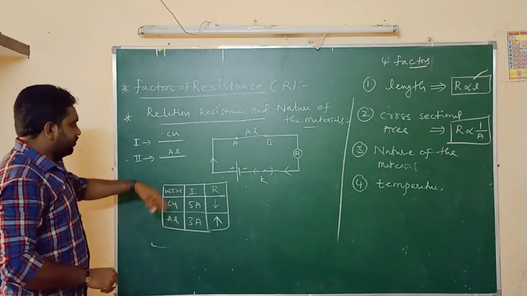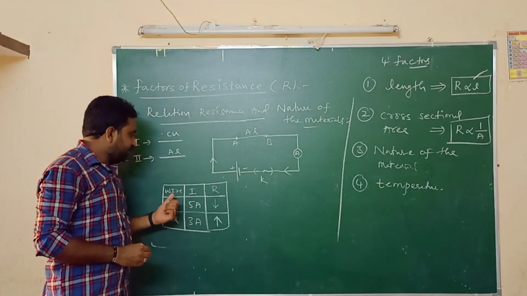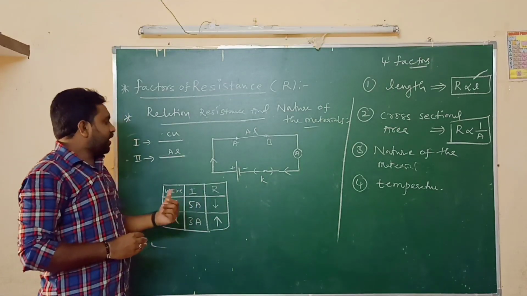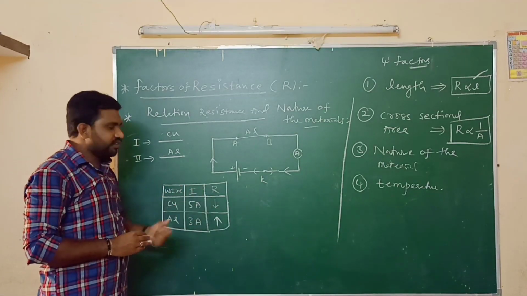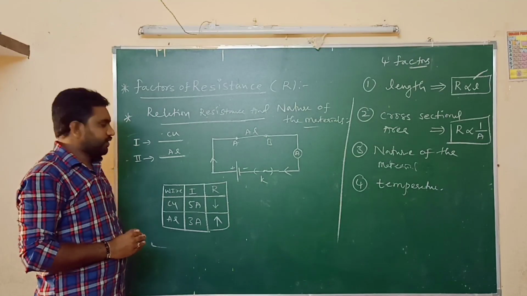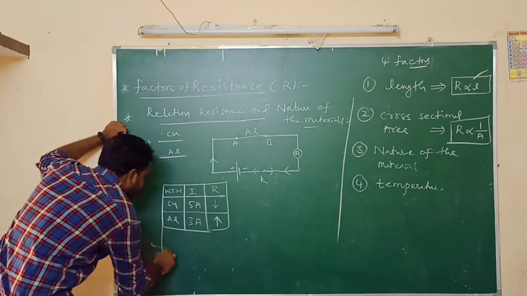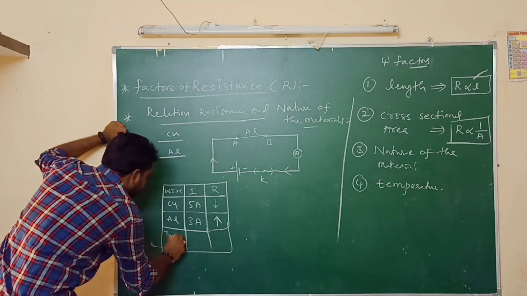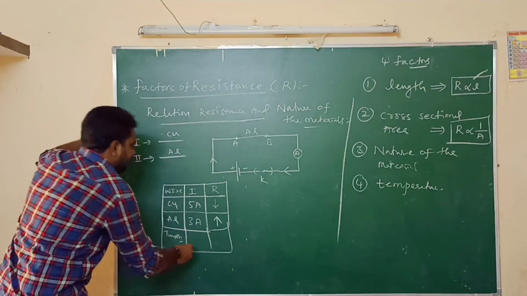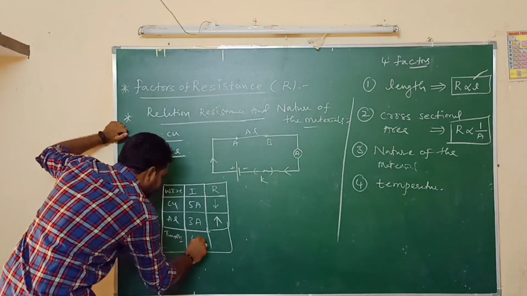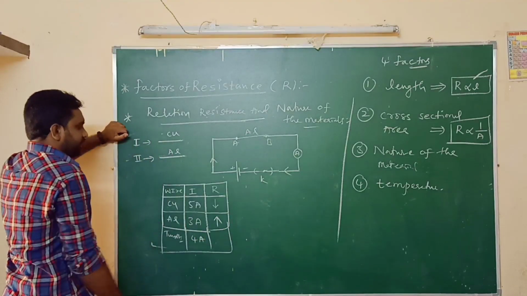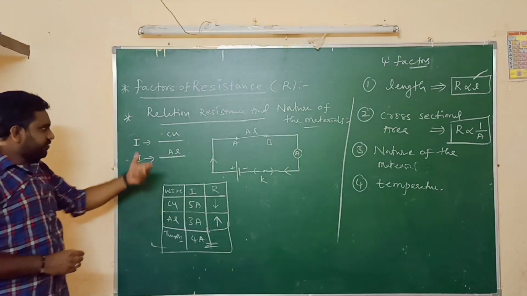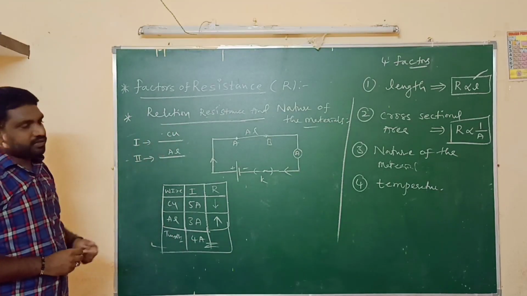So from these observations, what can we conclude? If the nature of the metal changes, according to the nature of the material, the resistance of the conductor also changes. For example, if we consider tungsten, it is an alloy, we will get one more reading here. It is around 4 amperes. So again, the current value is changing. As long as we change the metals, the current value also changes.